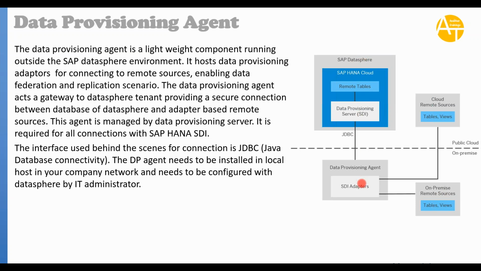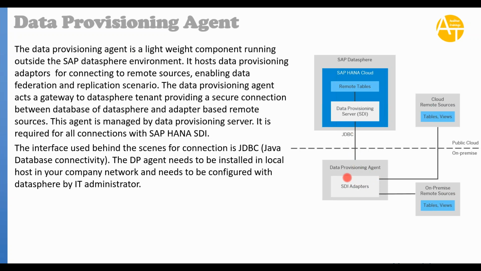To be able to do that, we need a data provisioning agent. The agent sits between DataSphere and on-premise or cloud systems to access their metadata information. There is a dedicated adapter for every system. This needs to be installed in your company network. It's an on-premise installation, which then has access to your company systems. The connectivity option is JDBC.